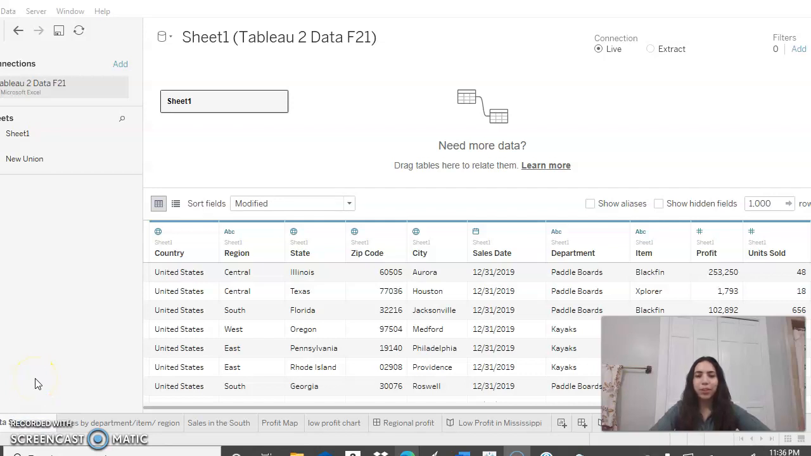I'm a student at the University of South Florida, and I'm currently a junior majoring in global business, concentrating in marketing. So for today, I'm going to discuss my Tableau project and the information that I was presented. Starting off with sheet one, this is the data that I was given: the country, region, state, zip code, city, sales, date, department, item, profit, and units sold.